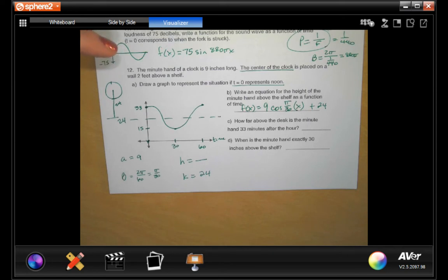So for C, how far above the desk is the minute hand 33 minutes after the hour? What are we thinking?